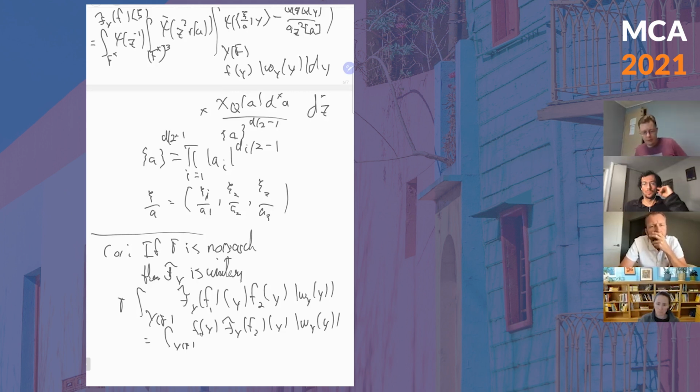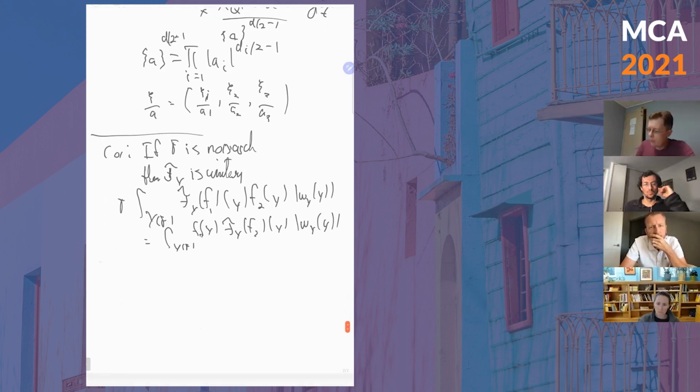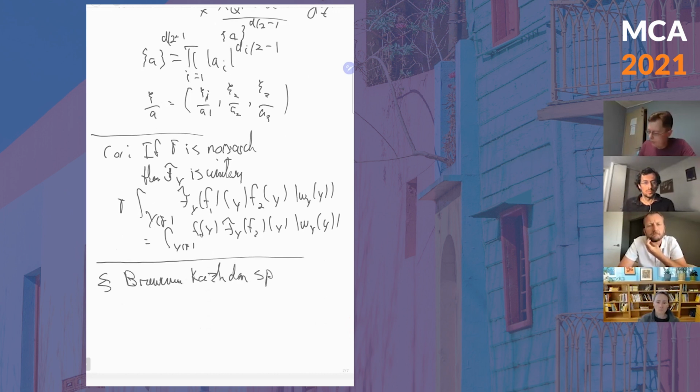Okay, all right. So now, in the remaining time, I want to talk a little bit more about Braverman-Kazhdan spaces and say what goes on in this case. The thing to think about here is that this is supposed to generalize the example of the cone.